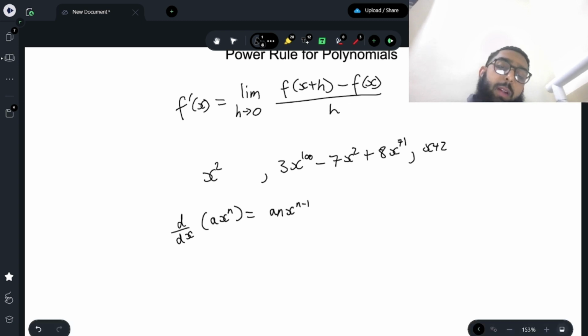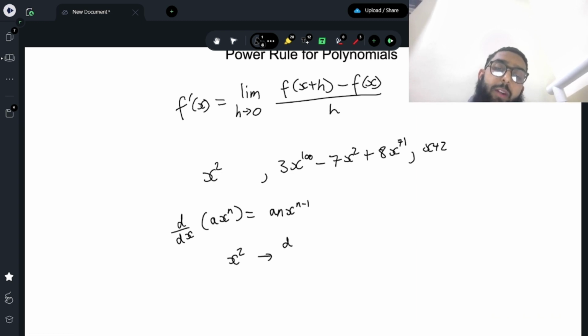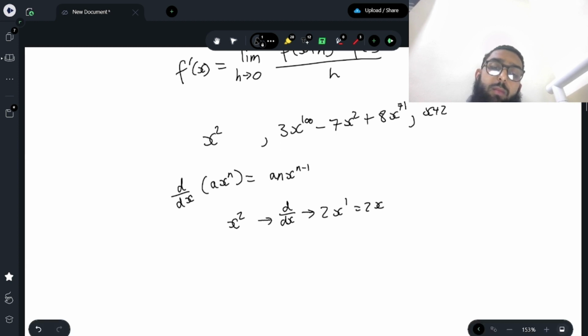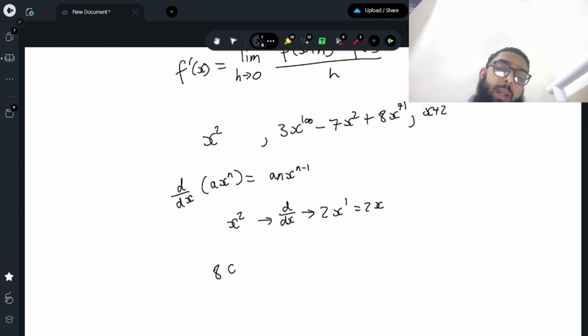For example, let's say my function is x squared. If I differentiate this, it gives me 2x to the 1, which is 2x. So the 2 has dropped down to the front, and the power was reduced to a 1. Let's say it's something like 8x to the 5th power. If I differentiate this, it gives me 40x to the 4.